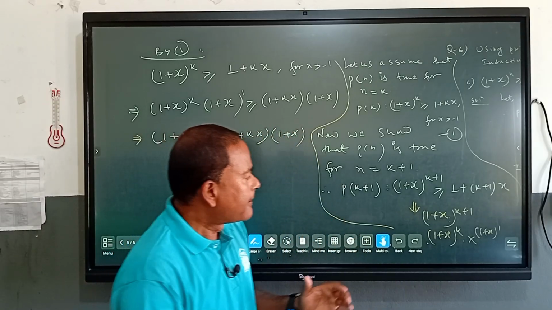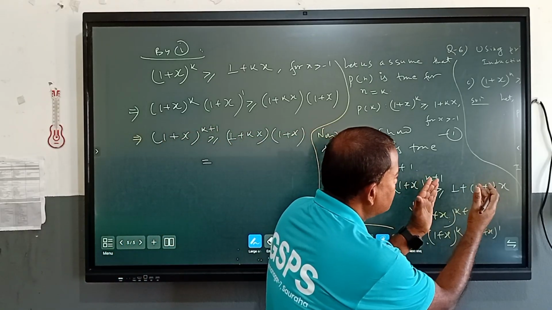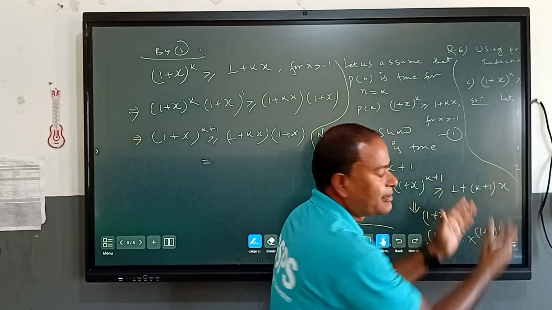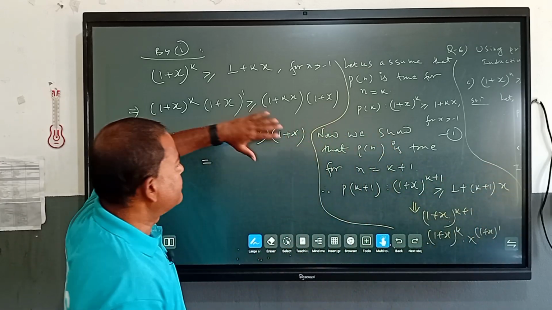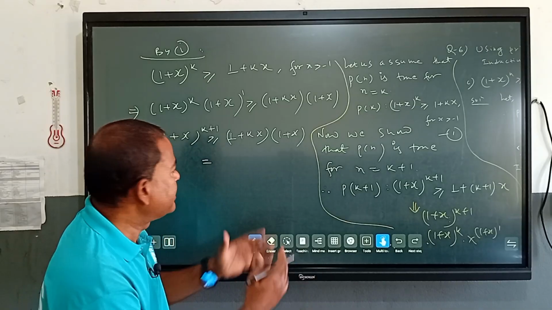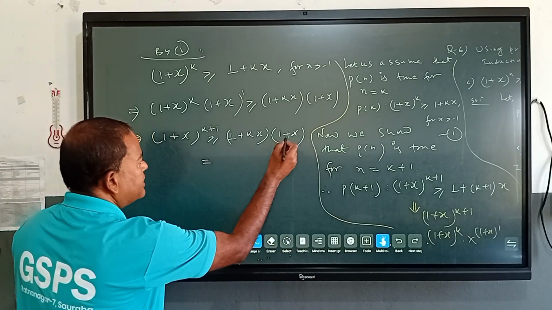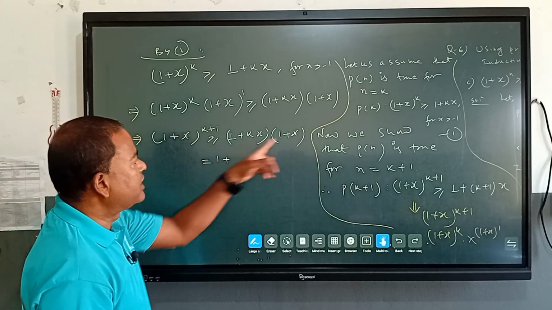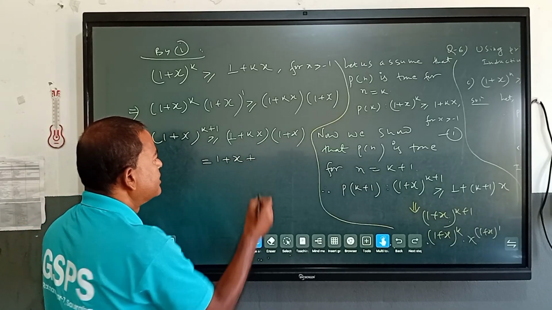So dear students, we need 1 plus (k plus 1) times x. So whatever we have got, let's multiply it at first. Let's expand it, then we'll make the plan. So 1 times 1, we get 1. 1 into x, we get x.